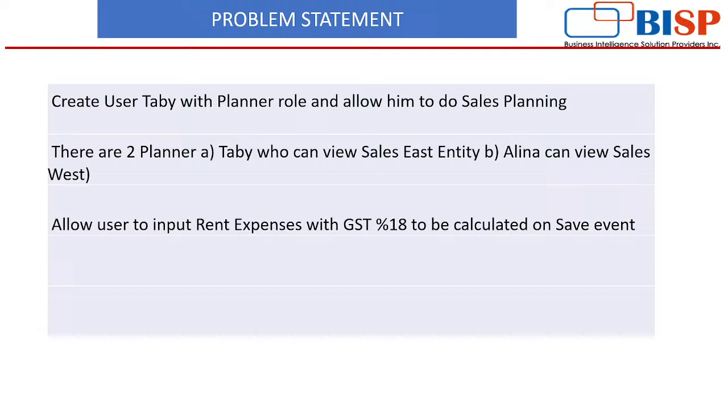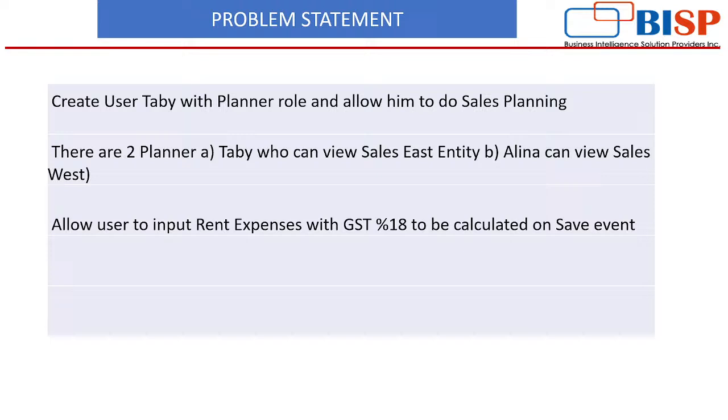This is how we solve tickets where a certain role assignment has to be done and certain permissions have to be allowed. If we come to the second ticket, there are two planners. One is Tabby, who can only view Sales East entity, and second is Alina, who can view Sales West.